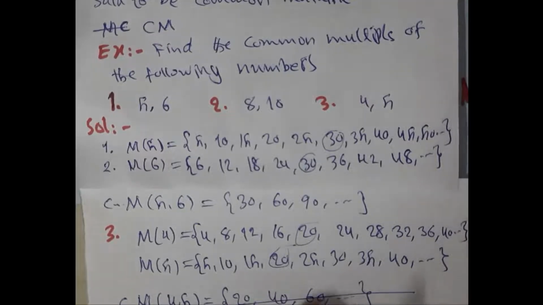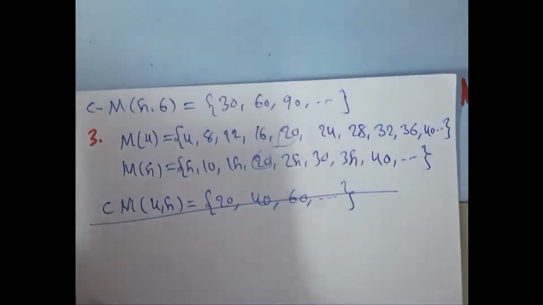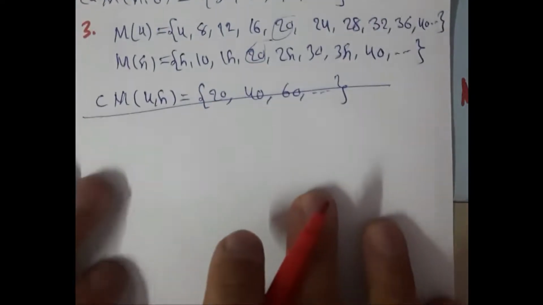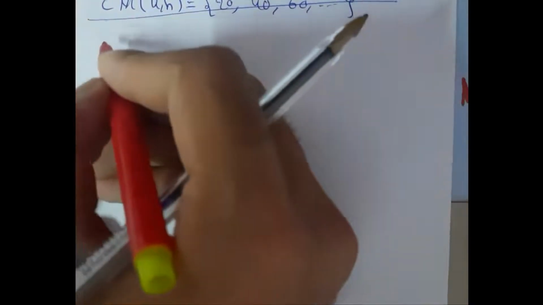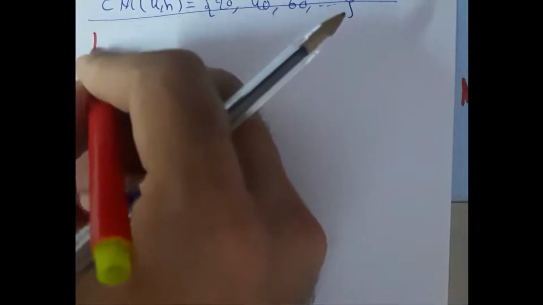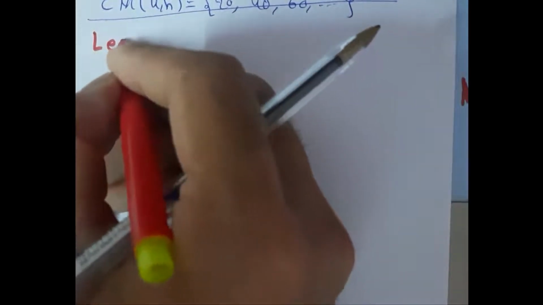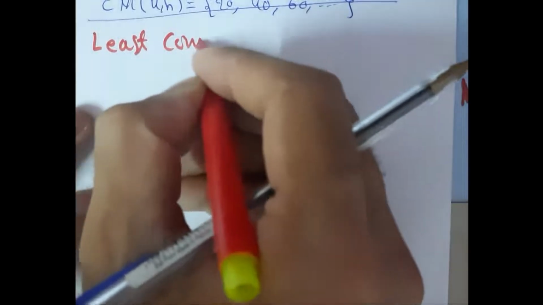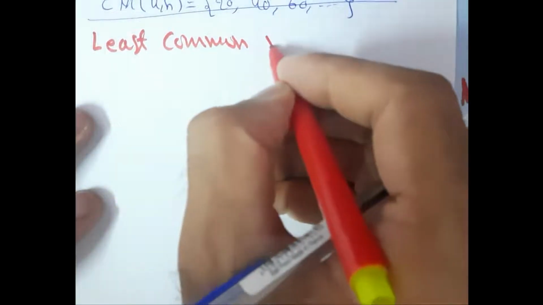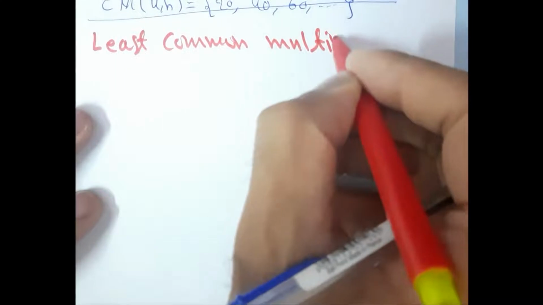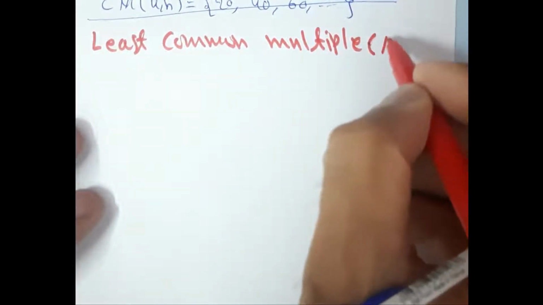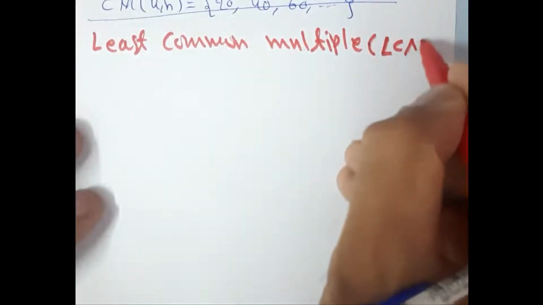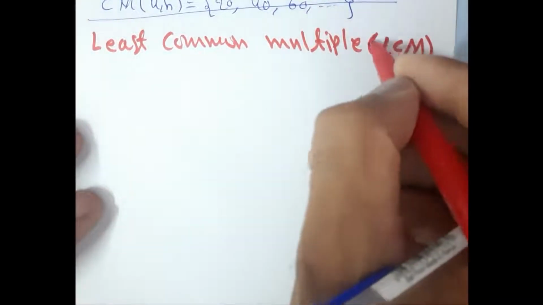Now we want to find the least common multiple of two or more numbers. Now we want to explain the notion of least common multiple, or we can say LCM.